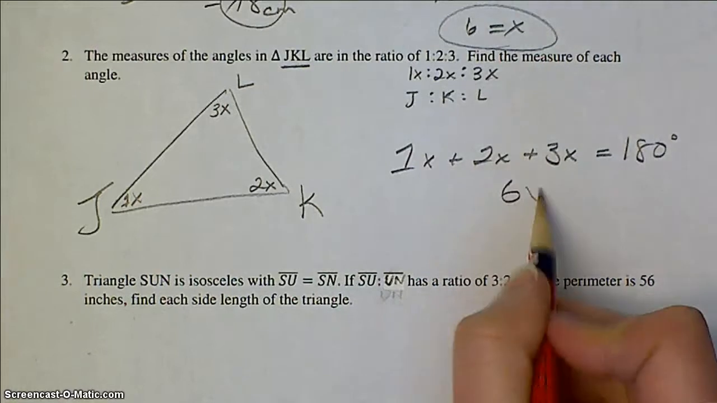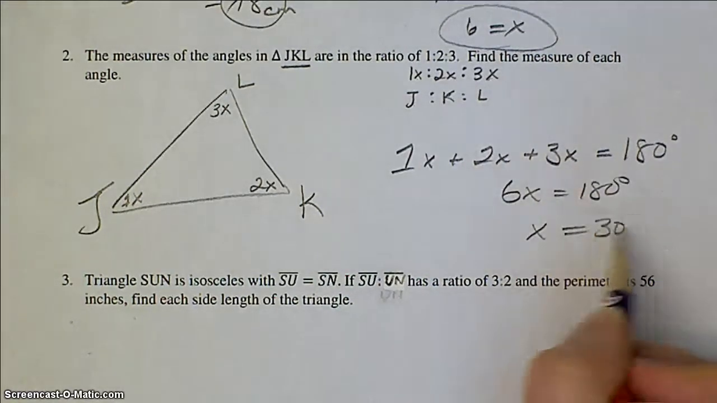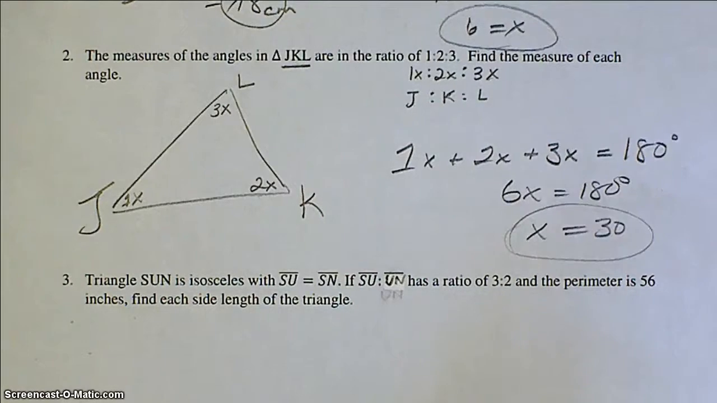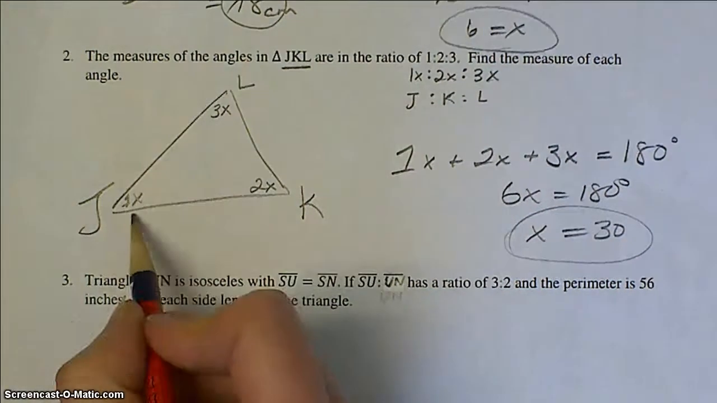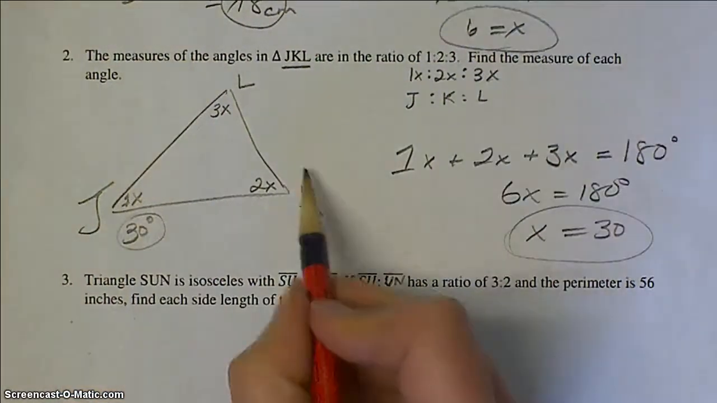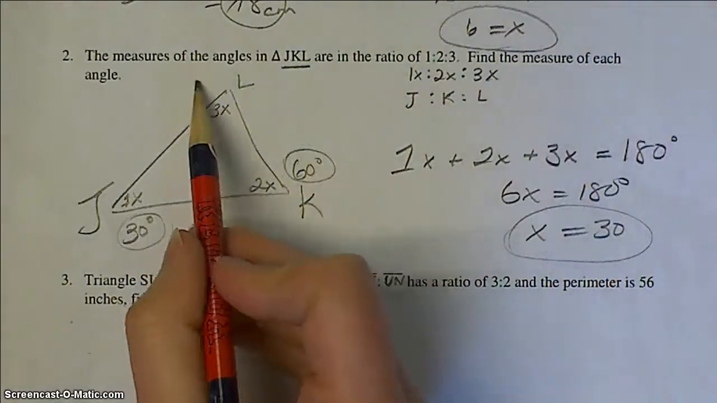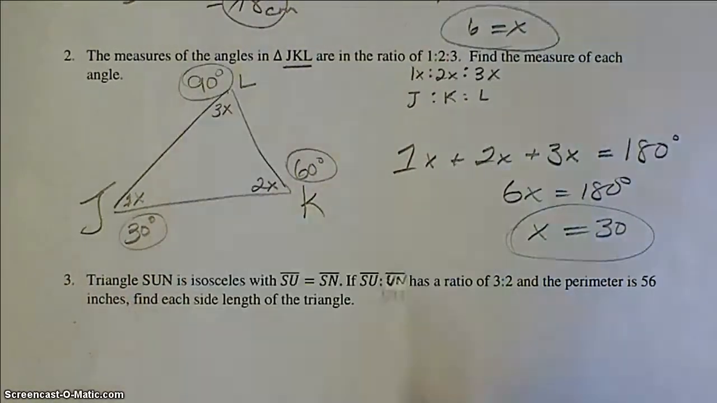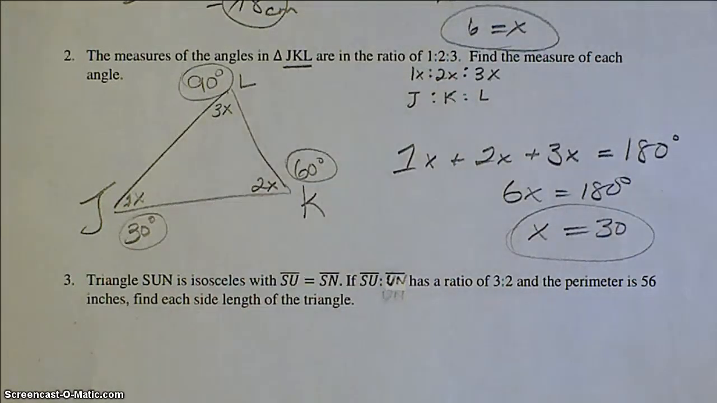So 6x equals 180. X equals 30. But that doesn't tell me the measure of each angle. I now have to plug that back in. So angle J is 30 degrees. Angle K, 60 degrees. And angle L, 90 degrees. You could always check this by adding up 30 plus 90 plus 60, and it should always be 180 degrees.